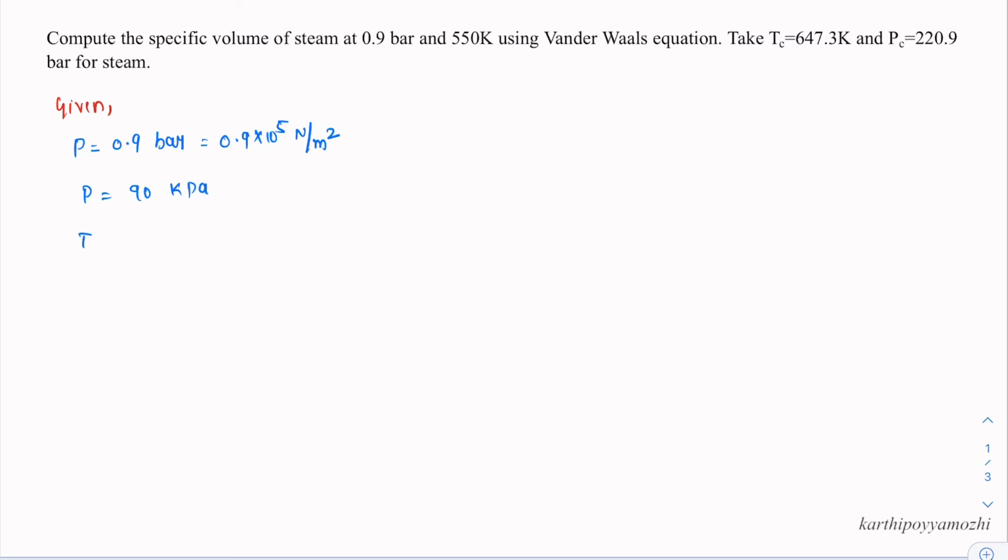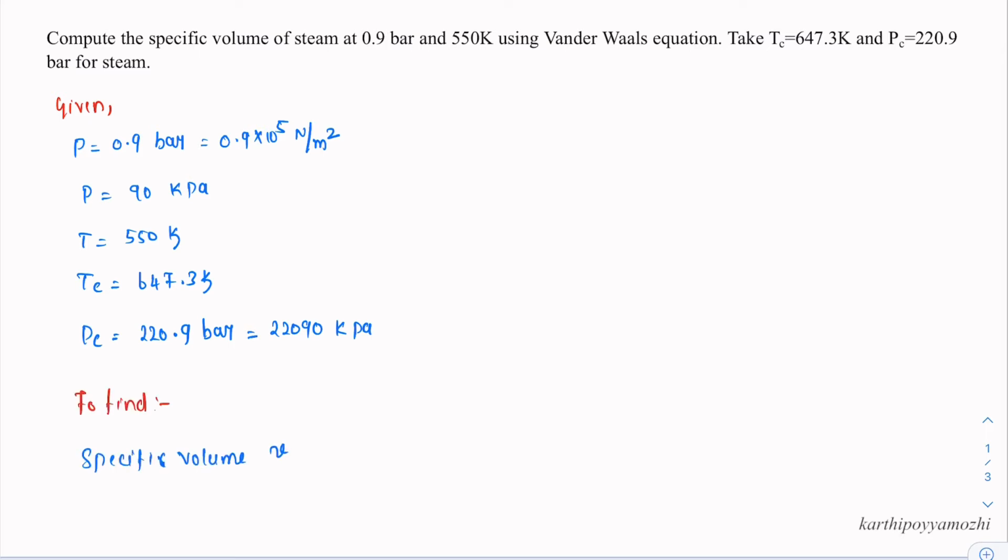The value of temperature T is given as 550 Kelvin, and critical temperature is given as 647.3 Kelvin, and the critical pressure PC is given as 220.9 bar, which is equal to 22090 kilopascal. We have to find the specific volume. Now moving on to the solution.